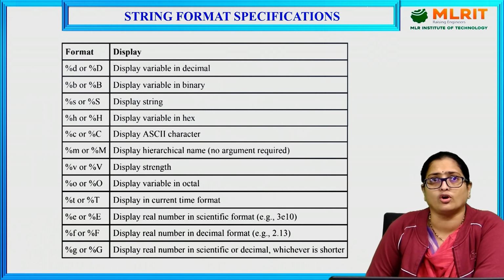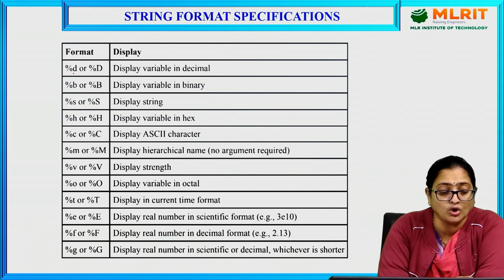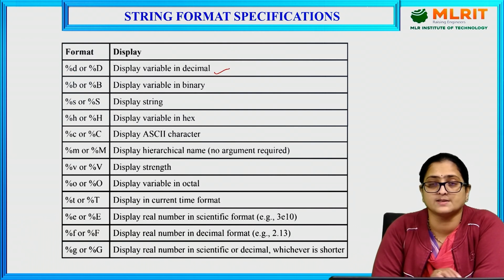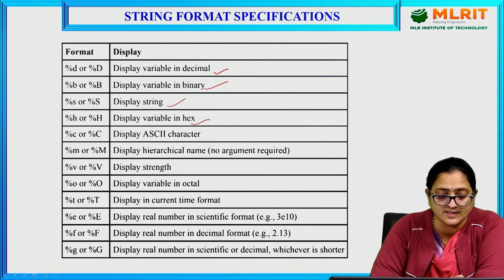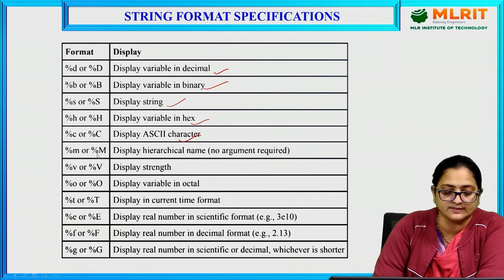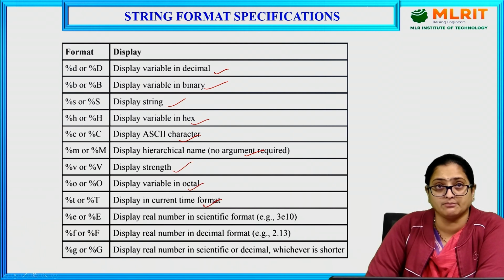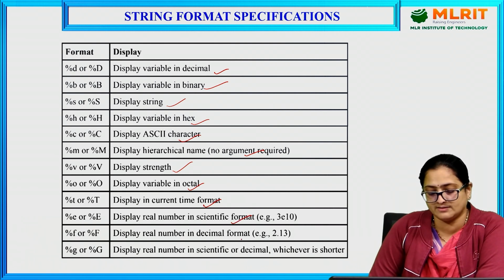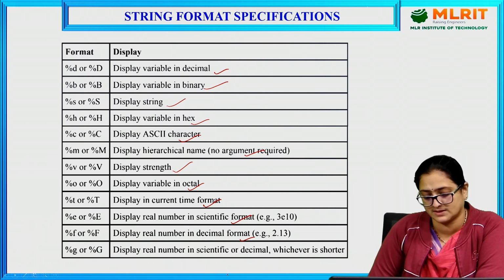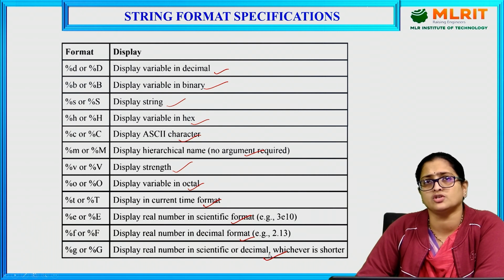And here are some string formats. %d or %D represents the decimal value, B represents binary, S represents the string, H represents the hexadecimal value, C represents ASCII characters, M represents hierarchy names, V represents the display strength, O represents the octal value, T represents the time format, E represents a real number in scientific format, F represents a real number in decimal format, and G represents a real number in scientific or decimal format, whichever is shorter.